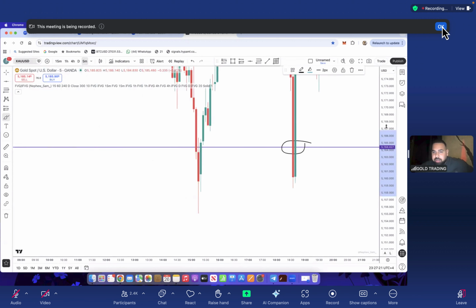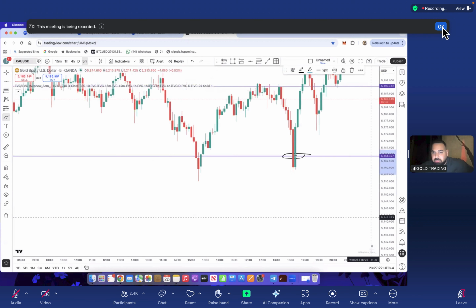Okay, look at the 5 minutes, guys. Clean. Came down, got the opportunity to re-enter a few times, and then it pushed up. Okay. So that is the reaction that the trader is looking for.